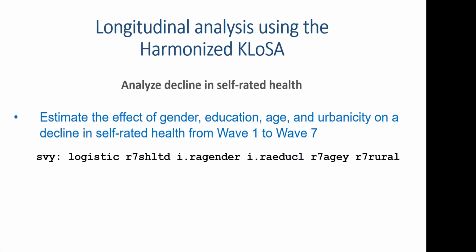So we're going to use svy again and state logistic, and then we're going to list our dependent variable, R7SHLTD, and then add our independent variables for gender, education, age, and urban or rural living. We have an i. in front of our gender and education variables because these are categorical with multiple categories. So the i. will create dummy variables for each category using the first one as the reference category.